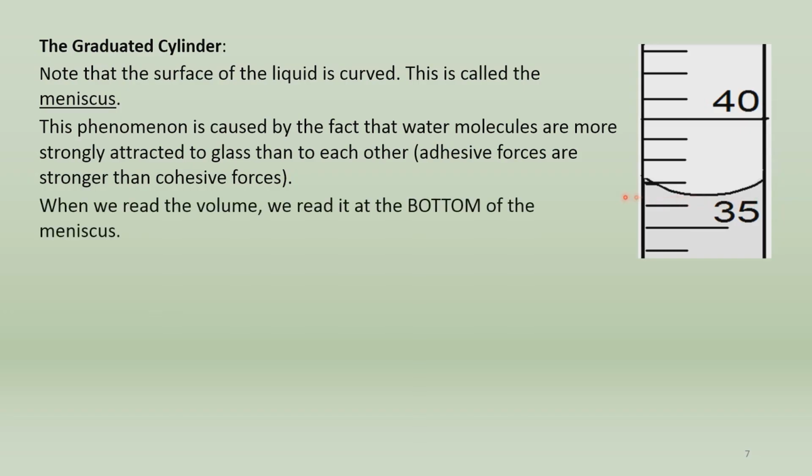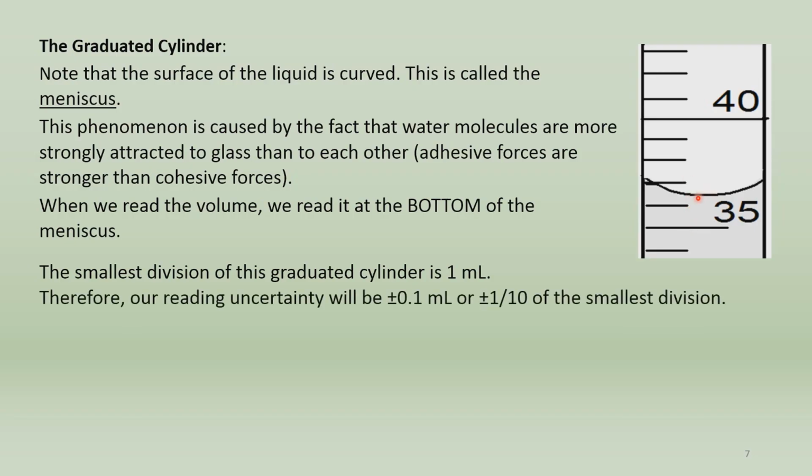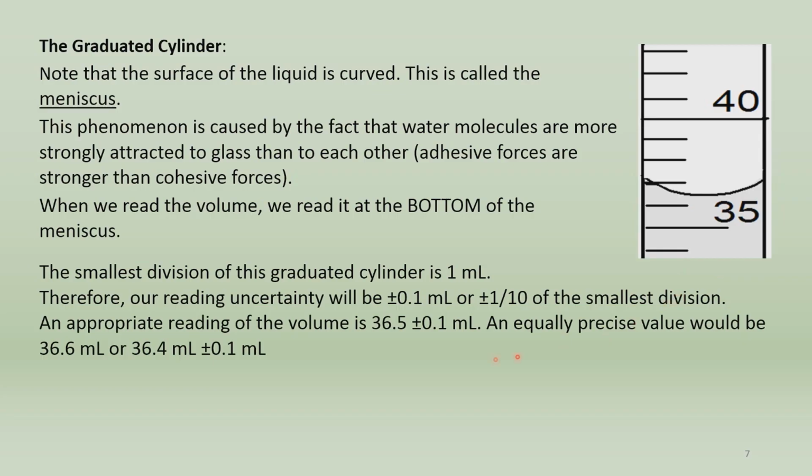We want to read a meniscus at the bottom of the meniscus, and we need the smallest division on this graduated cylinder. So notice this is 35, this is 40, 5 divisions, this is 36 and 37 and 38, so our smallest division is 1 milliliter. We would estimate this to be between 36 and 37 mils. We take our best estimate. 1/10 the smallest division is 1/10 of a mil, so that would be to the nearest 0.1. I would call that 36.5 milliliters.